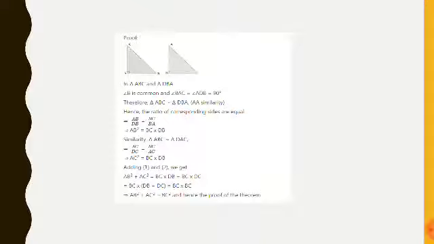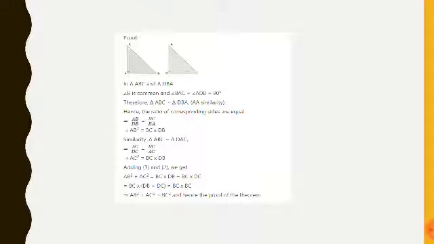Next one, so cross multiply. AB into AB equals DB into BC. So AB square equal to BC into DB. Next one, triangle ABC similar to triangle DAC. Angle ABC equal to angle DAC. AC by DC equals BC by AC. So then cross multiply, AC square is equal to BC into DC.